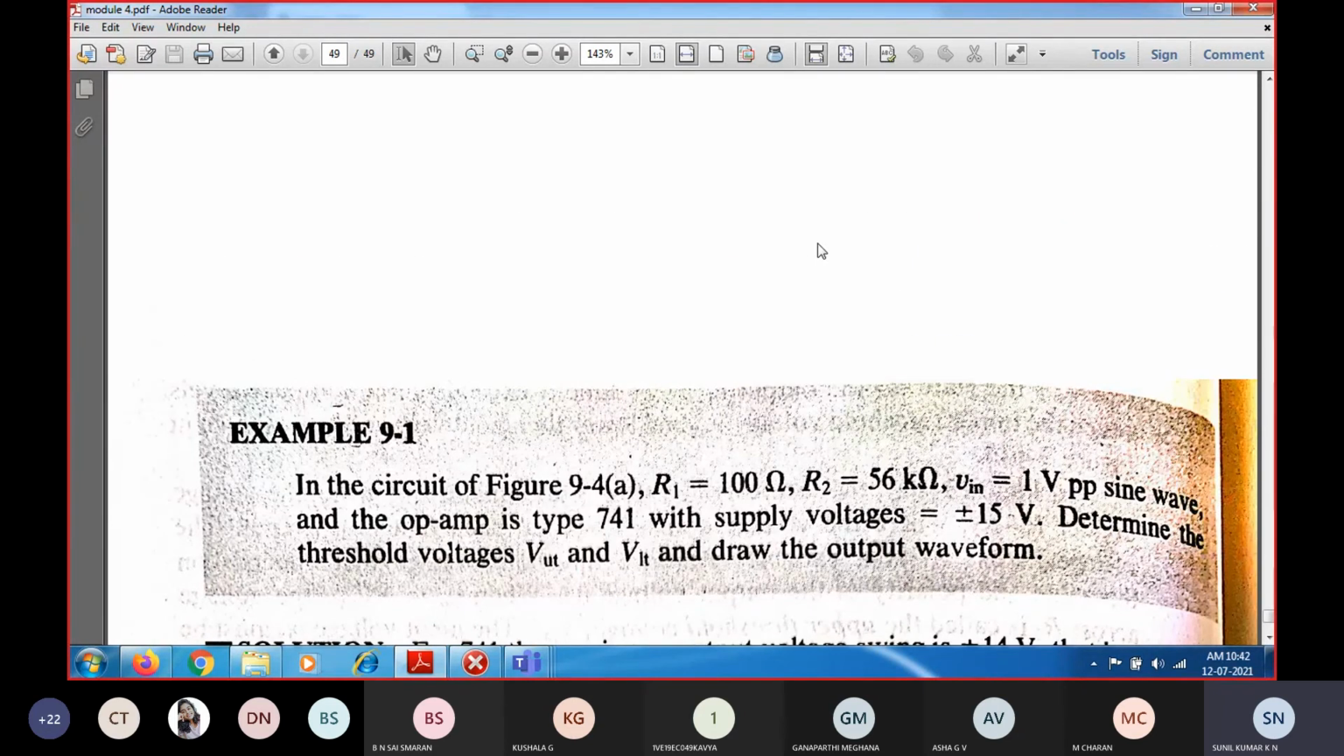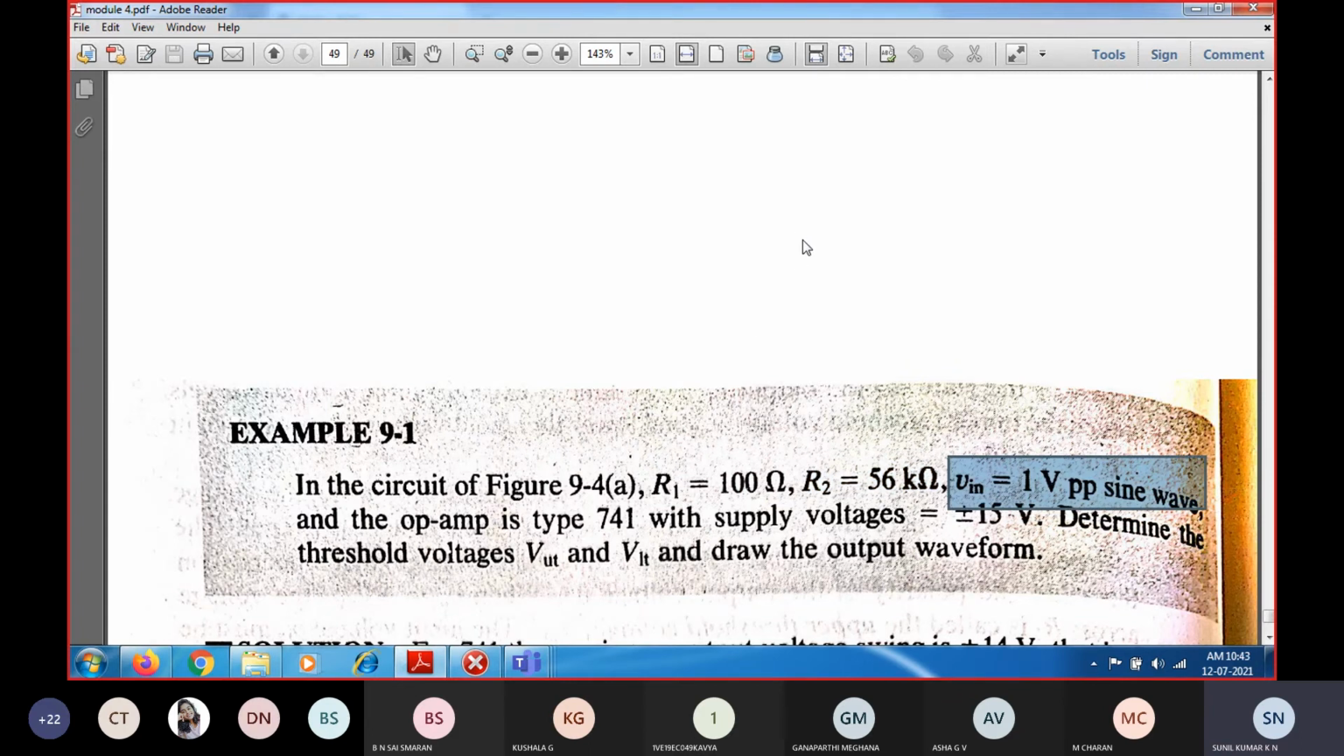So this is about the numerical problem for the designing of the inverting Schmitt Trigger circuit. In the given inverting Schmitt Trigger circuit, the resistances R1 and R2 are the ones through which you apply the feedback to the non-inverting terminal, and to the inverting input terminal you are going to connect the source. Here he has given the resistance value of R1 equal to 100 and R2 equal to 56 kilo ohm. The input voltage is a 1 volt peak to peak sine wave.